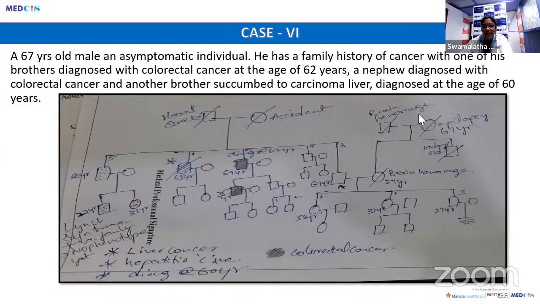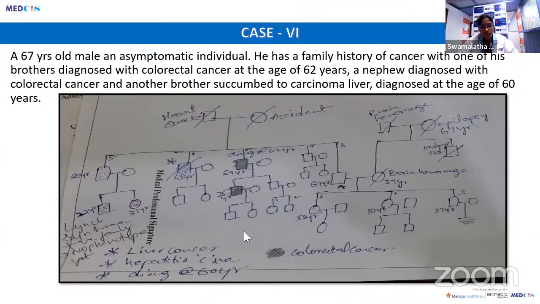Sorry for the interruption. This is case 6. A 67-year-old male, an asymptomatic individual. He has a family history of cancer, with one of his brothers diagnosed with colorectal cancer at the age of 62 years, a nephew diagnosed with colorectal cancer, and another brother who succumbed to carcinoma of the liver.